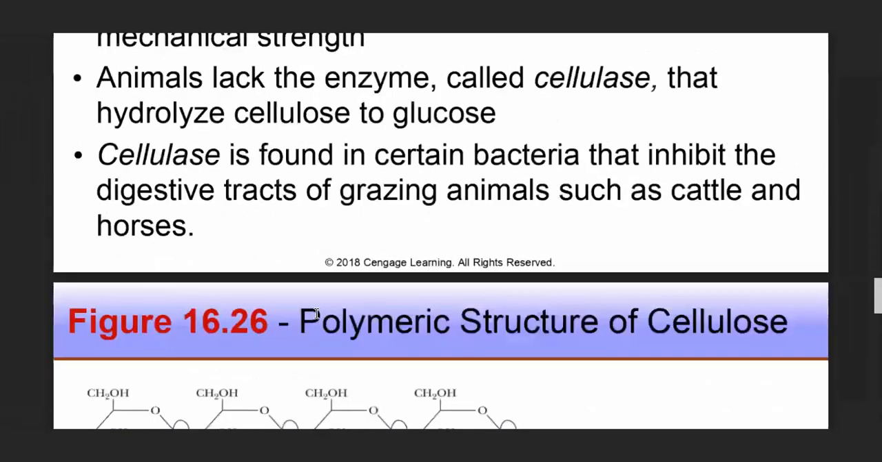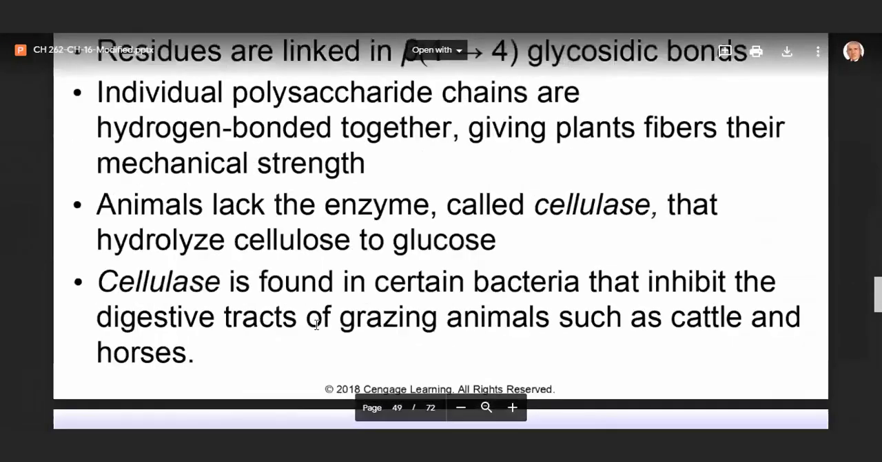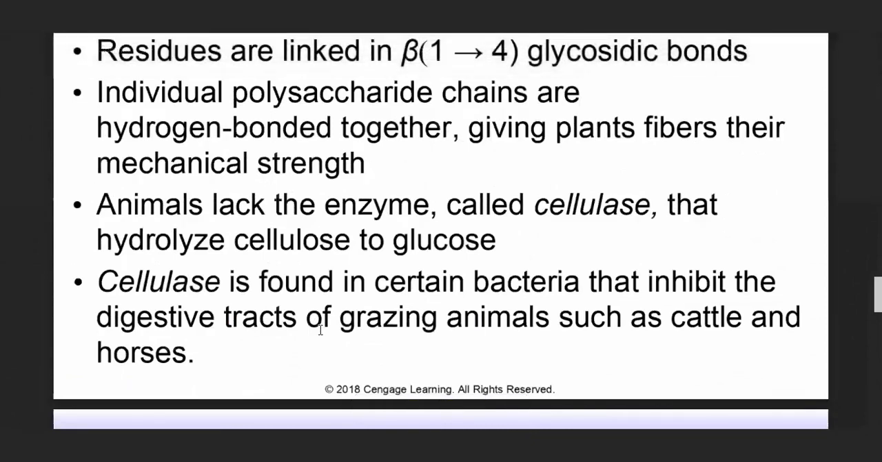And here we have enzymes called cellulases. Animals lack the enzyme cellulase that hydrolyzes cellulose to glucose. So humans cannot digest cellulose. However, termites can, and so can grazing animals, because they harbor bacteria. The bacteria inhabit the digestive tracts of insects such as termites and grazing animals such as cattle and horses, so they are able to digest cellulose, but man cannot.